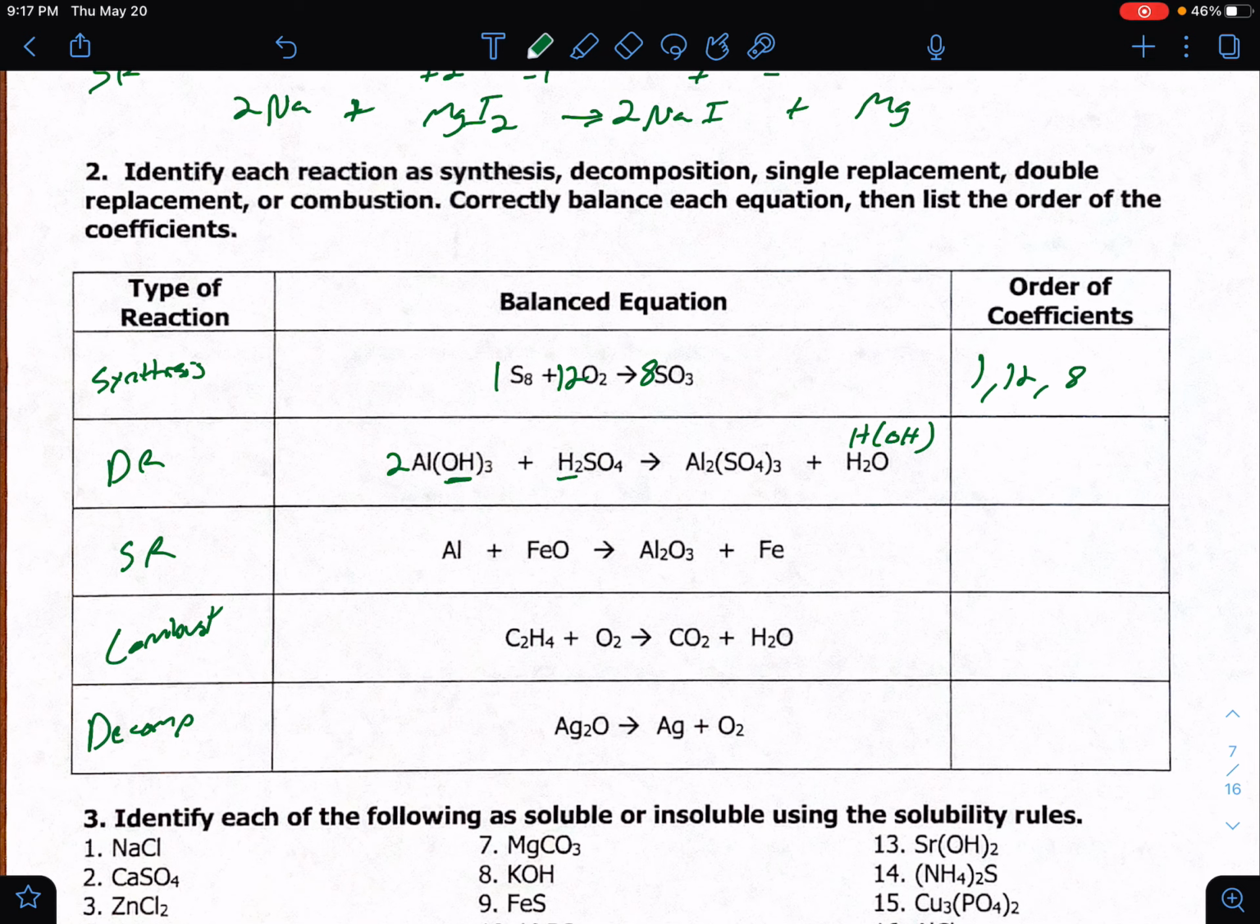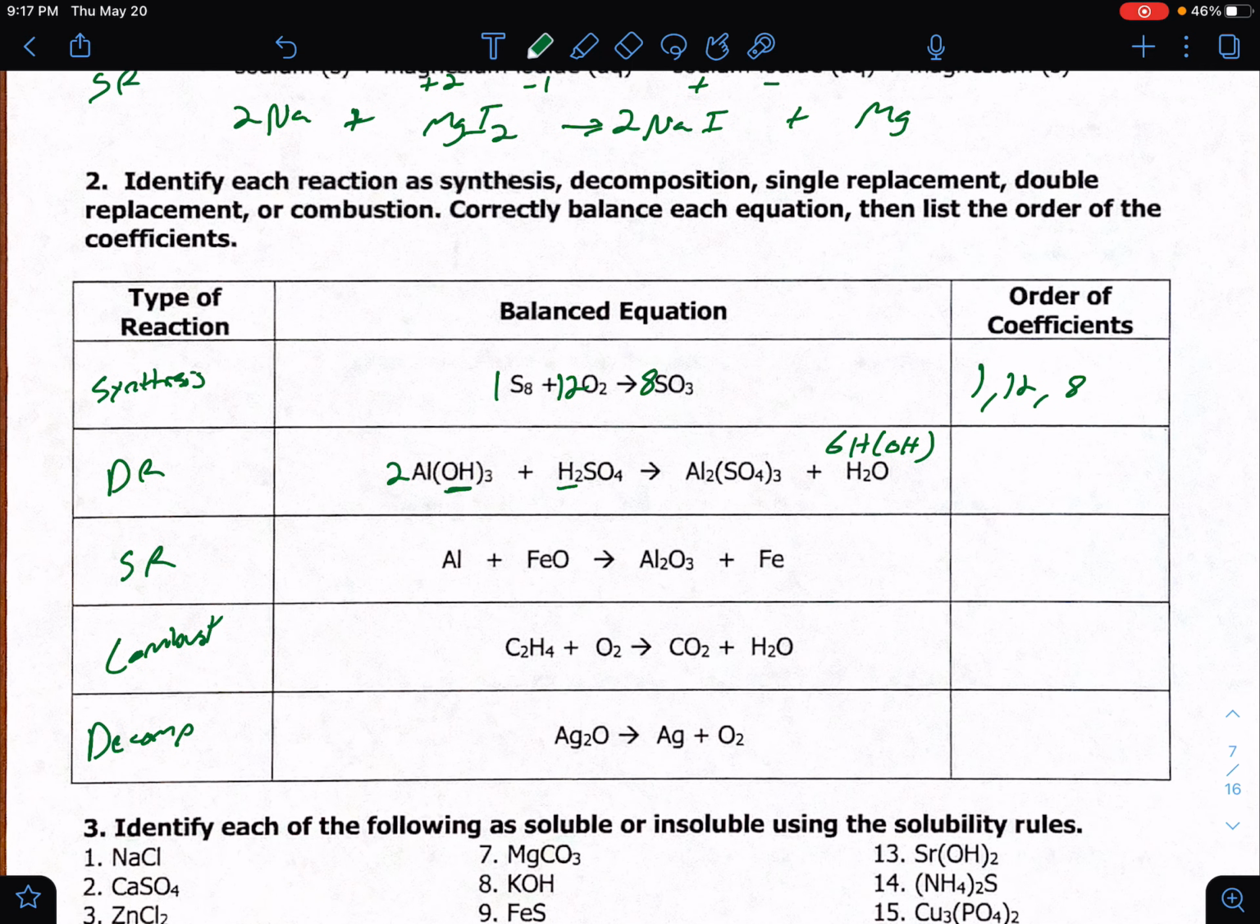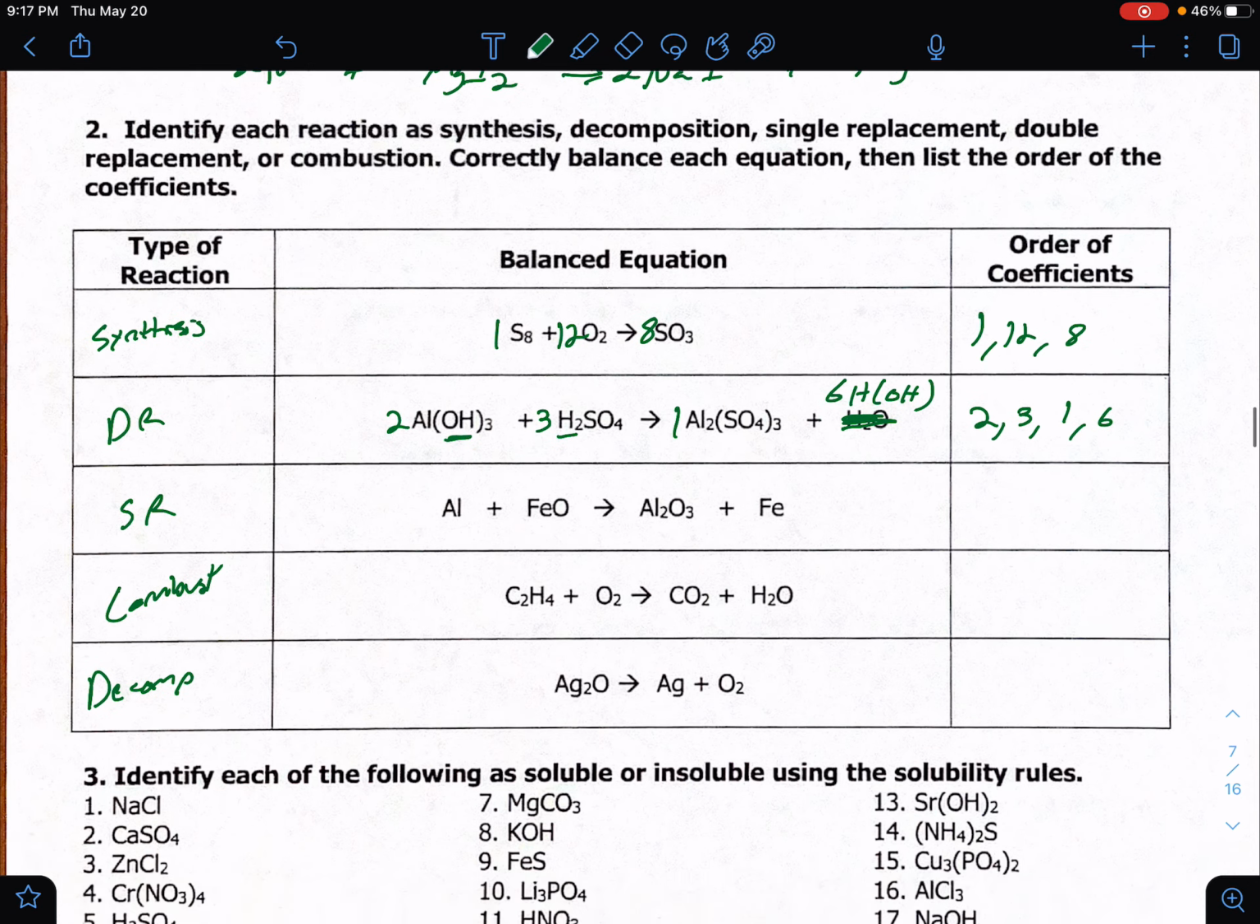So now I have 6 hydroxides on the left and only 1 on the right, so I'm going to put a 6 in front of this HOH. Okay, so I'm no longer looking at this H2O. And now I have 6 hydrogens on the right, 2 on the left, so I'm going to put a 3 in front of this H2SO4. That fixes that. And now I have 3 sulfates on the left, 3 sulfates on the right, so this is actually done. So this would just be 2, 3, 1, 6.